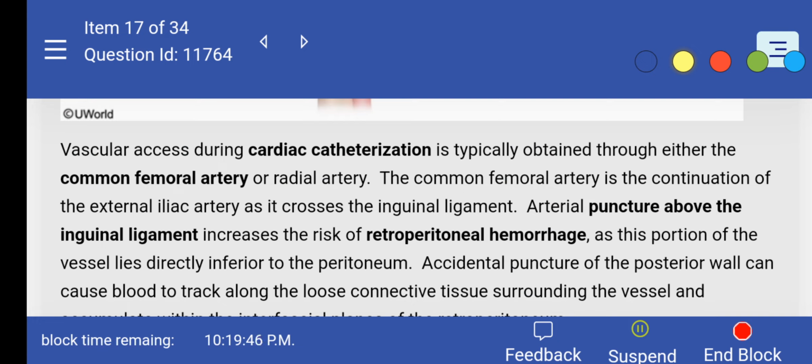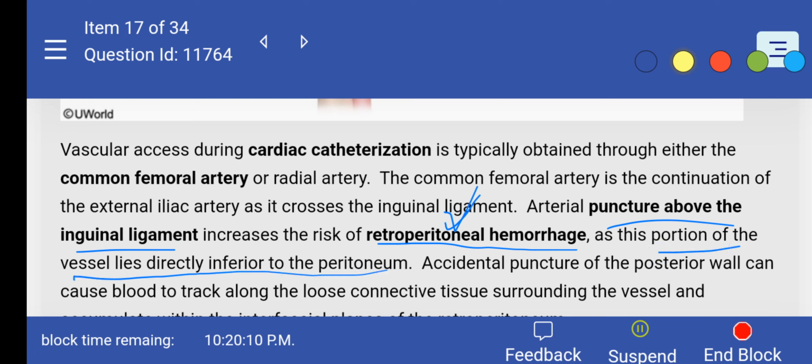So, the common femoral artery is the continuation of the external iliac artery. It crosses the inguinal ligament. Arterial puncture above the inguinal ligament increases the risk of retroperitoneal hemorrhage. Right? This portion of the vessel lies directly inferior to the peritoneum. Right? Directly inferior to the peritoneum.